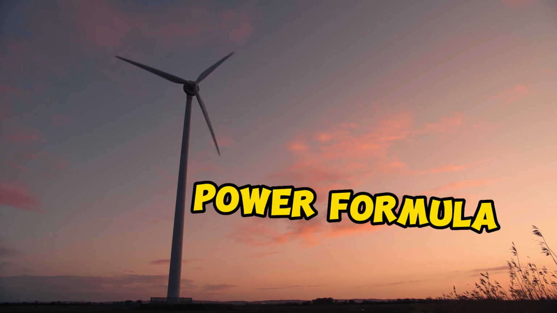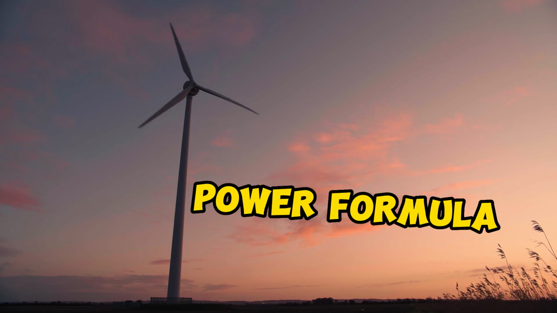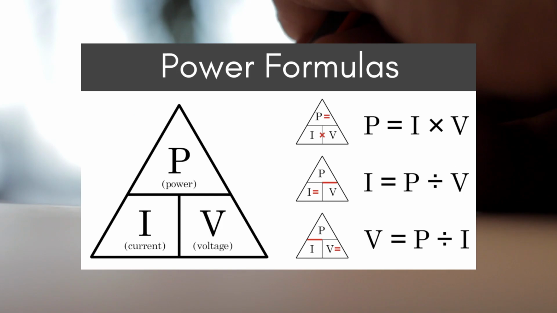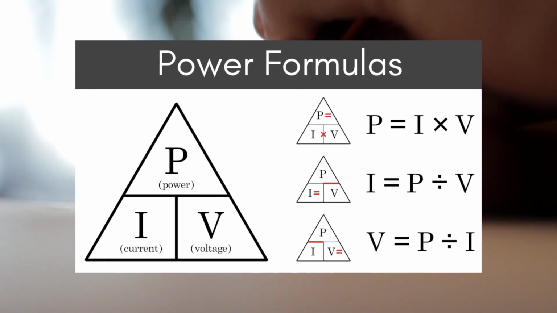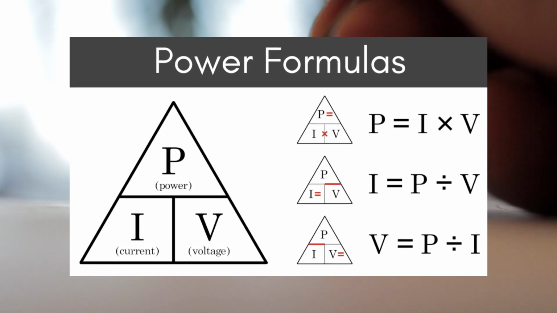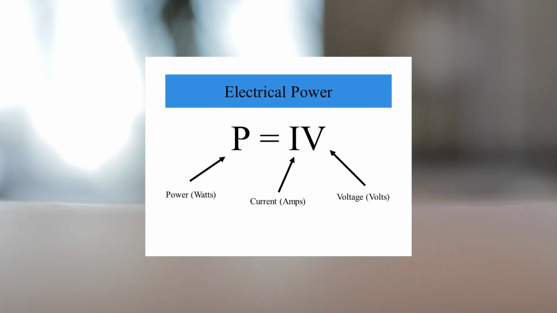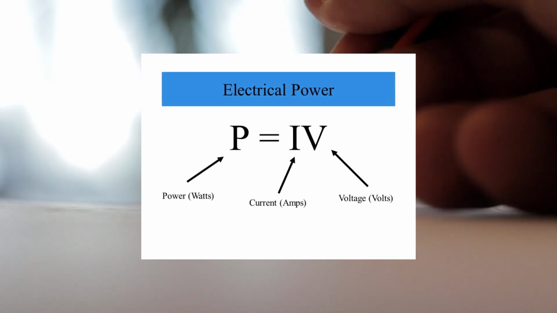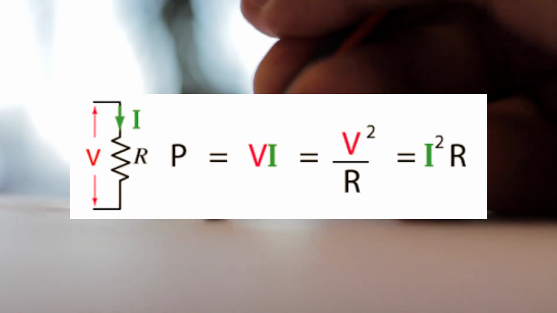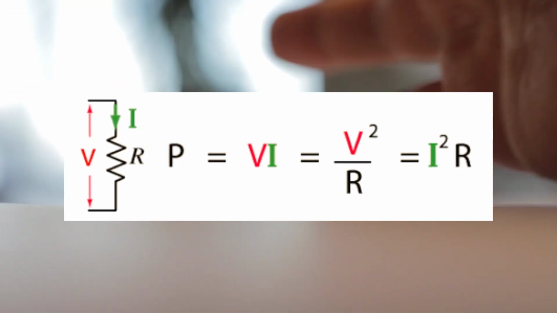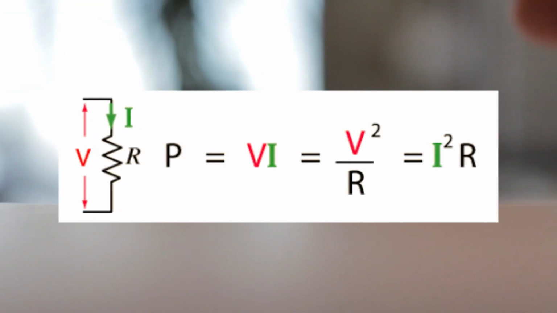The next formula in our toolbox is the power formula. It tells us how much electrical energy a device consumes or produces. Power, P, is equal to voltage, V, times current, I. Understanding this helps us select the right wire size and breaker for a circuit.